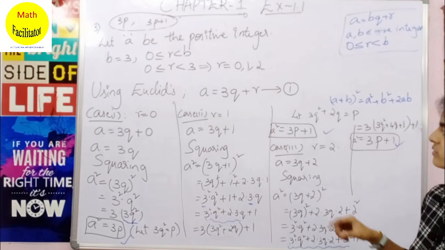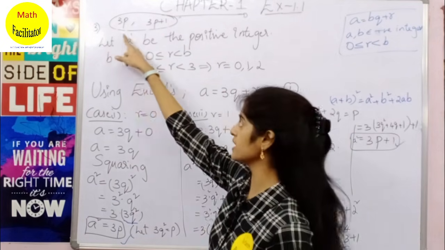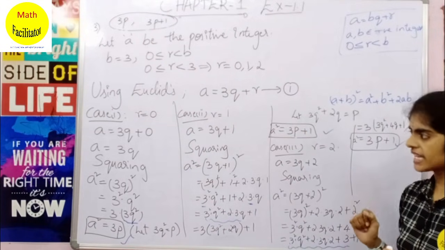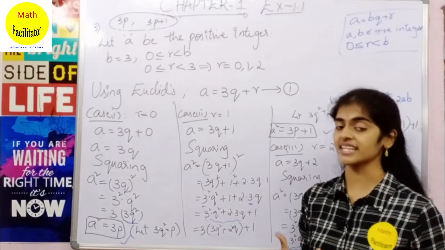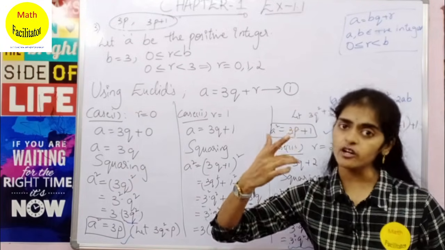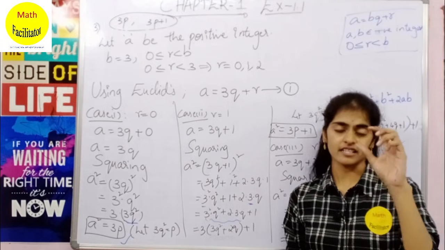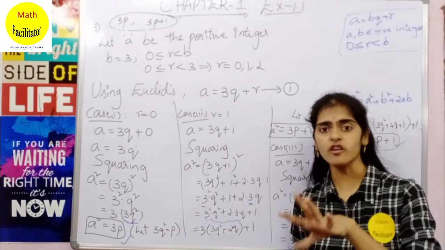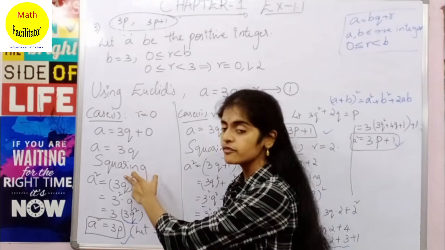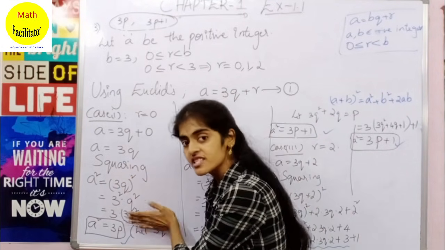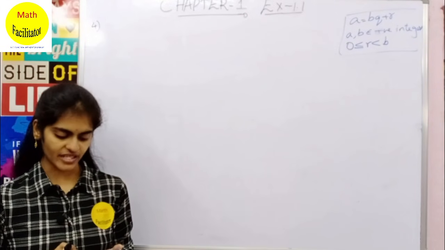Clear? So p I have taken because in the question they have represented it in the form of p, so we are taking it as p. And why are we squaring this? We are squaring this because in the question they are asking us to find the square of a positive integer. In the previous question they asked us to find if a positive integer is even or odd. So there we used a different logic. Here they are asking us to find the square of a positive integer, so we are squaring it. Clear? All other steps are same. Clear? Moving on to the next question.